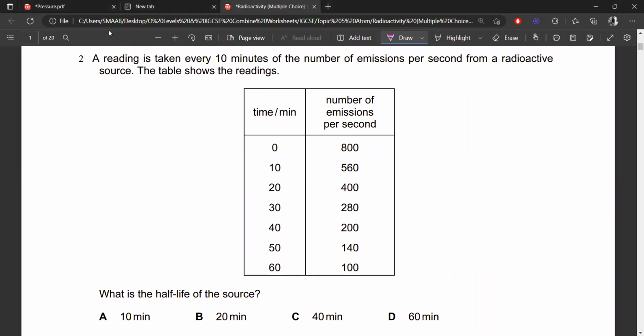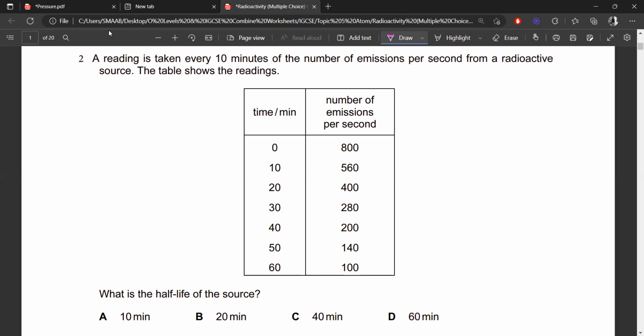Okay, question number 2. Sir, will we find the half-life like the half of 60? Half-life of not 60, basically the number of emissions per second is given. So at time t equals 0, we have the number of emissions as 800 per second, right? So initially we are emitting 800 per second. So we have to find out the half value of 800. So what will be the half value of 800?